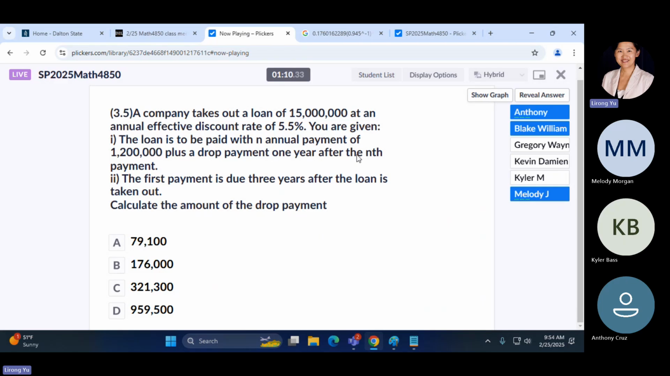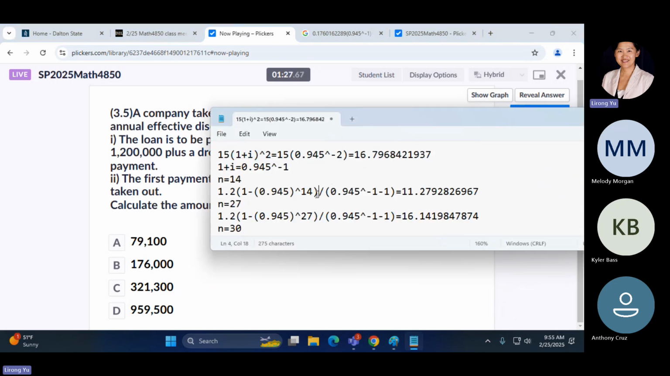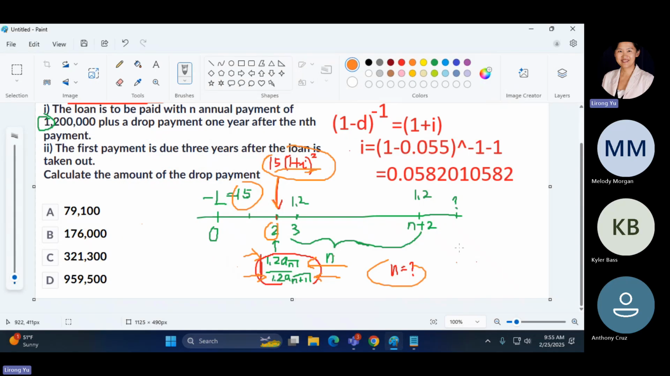See, Anthony has submitted the answer. The answer is D, and that's what it is in the system. So I think, at least in the question bank, it was D. My rounding, I can't guarantee the rounding. I was using the discount factor, not using my i. I calculated the i value. If you round the i value, or if you rounded your payment, there will be some rounding error. But the answer should be B.